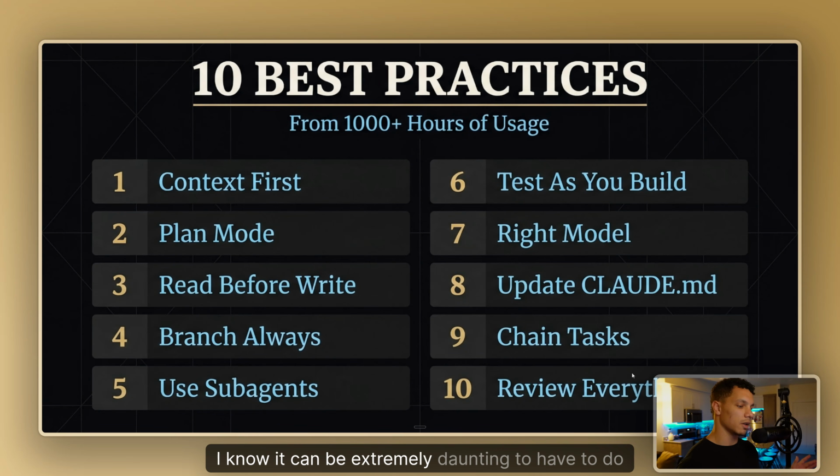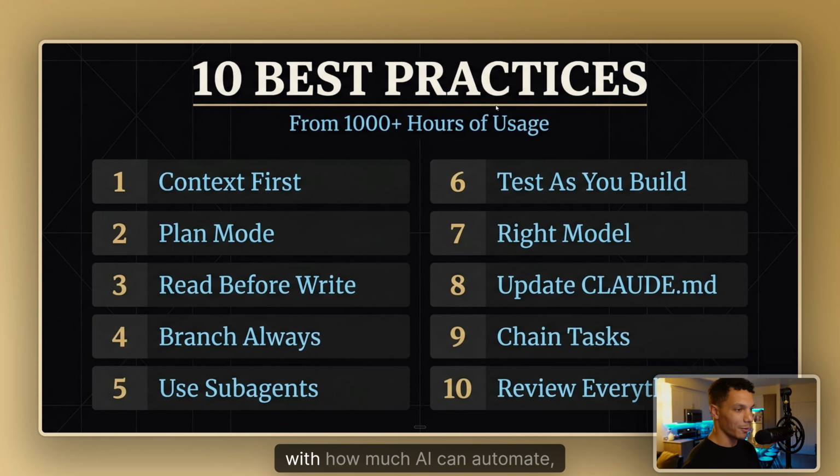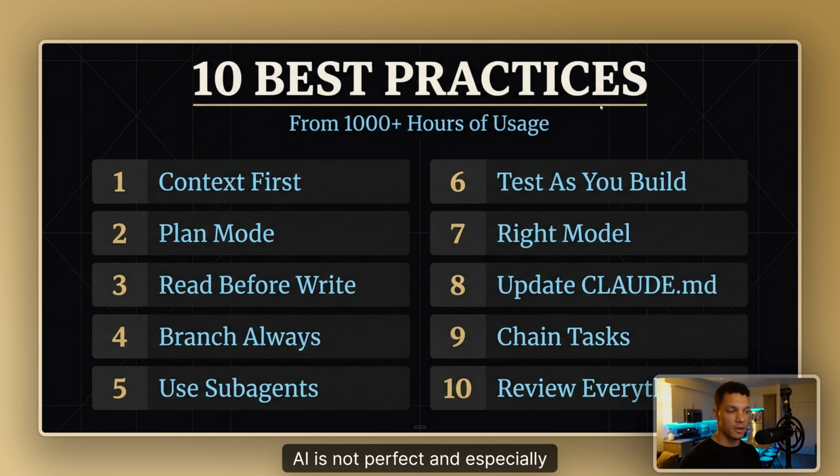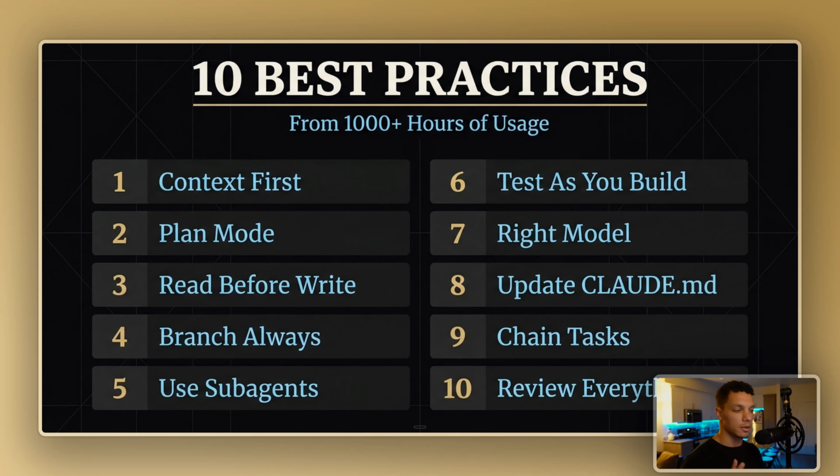I know it can be extremely daunting to have to do stuff with how much AI can automate, but AI is not perfect. And especially we as humans are not perfect. So we may build stuff with AI that may not line up. So just make sure you review everything, test everything, branch before you ship. And yeah, I don't want to scare you. It's really not that hard.